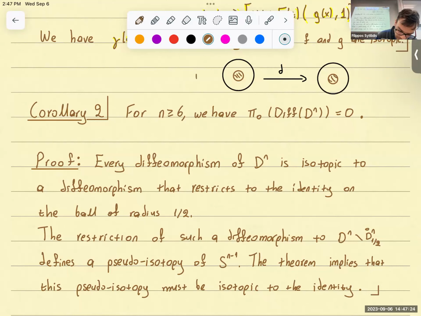So I can make any diffeomorphism of the disk. I'm not making any requirements for this diffeomorphism to be pointwise preserving at the boundary, just a diffeomorphism of the disk. I can turn it with an isotopy to a diffeomorphism that fixes a small neighborhood of the origin.